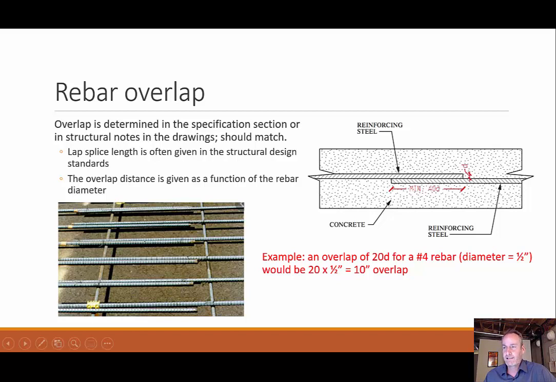The lap distance, the distance it has to overlap, is given as a number of diameters. Meaning, in this case I have a number 4 rebar and I need an overlap of 20 Ds. I know a 4 rebar is 4/8 or half an inch, and I have 20 times that, so 20 times a half is 10 inches. It means I need 10 inches of overlap for that rebar. This will be called out in the structural drawings, and some of it's based on the size of the rebar, the depth of the slab, and just what kind of reinforcement strength you need overall.